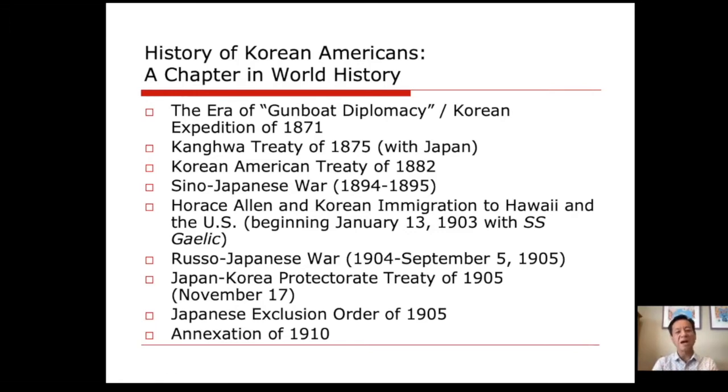And so the Korean government begins to allow immigrants to go to Hawaii and then to the mainland United States. In a political sense, it's seen as a kind of insurance policy. And Lord have mercy, that insurance policy will pay off and it will change history, right? Because, and you'll see why.